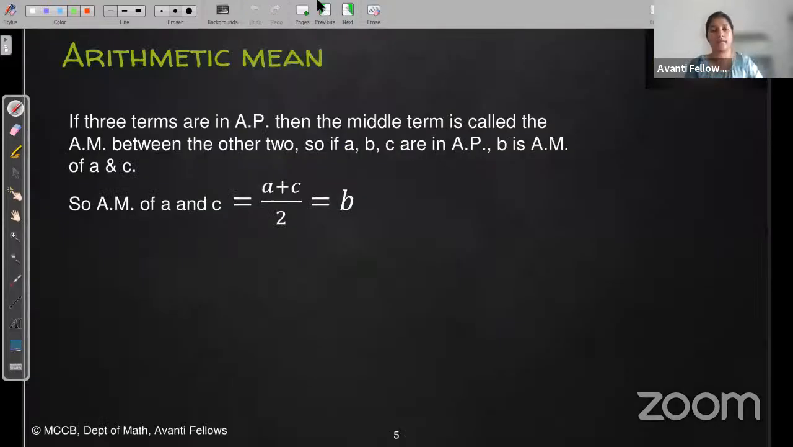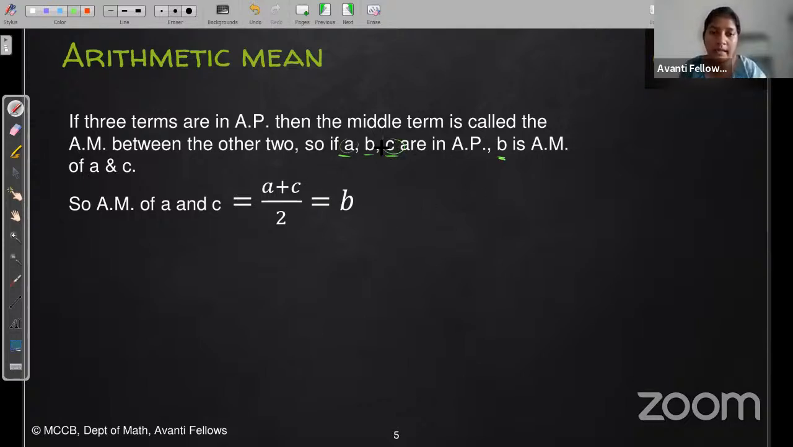Today we'll see what is arithmetic mean, okay? So what does this arithmetic mean? If we consider 3 terms of an AP, then the middle term that we have, we call it an arithmetic mean between the other 2 terms. For example, these 3 terms A, B, C are in AP. Then we call this B the arithmetic mean of A and C, okay?